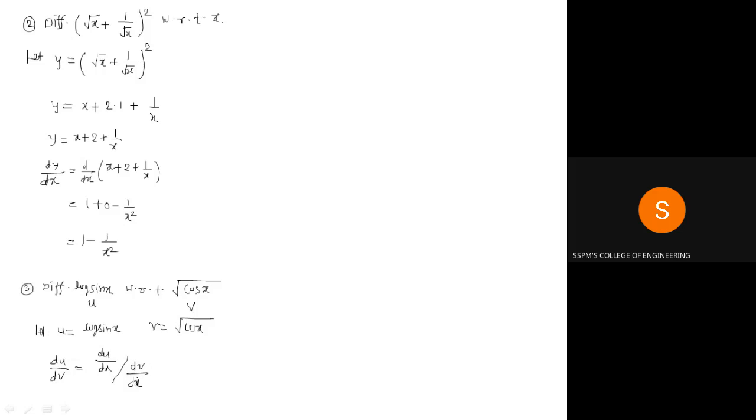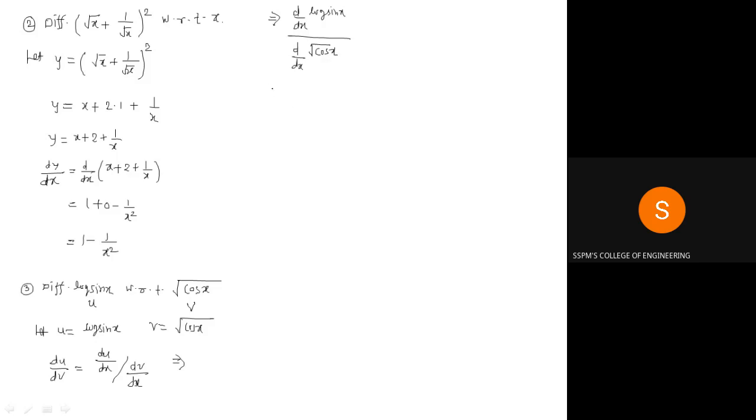So can you find here the differential of u with respect to x? You know the differential of the derivative of log of sin x. So I will write it next. That is d by dx of u. And what is that u? u is log of sin x. I am using the number of steps for your convenience only. Divided by d by dx of v. What is v? Root of cos x.